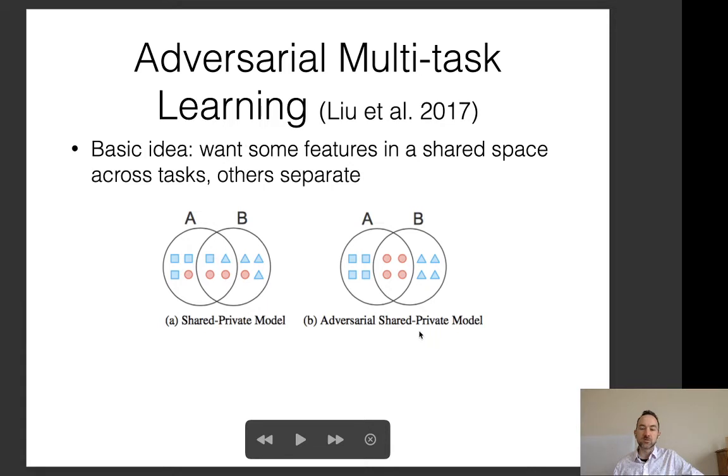And then what you can do is you can use adversarial learning to ensure that the shared features follow similar distributions, but the private features follow different distributions. And you can use an adversarial classifier to do this. And this is a paper by Peng Fei, one of the co-instructors of the class, so you can feel free to ask him more questions about this.